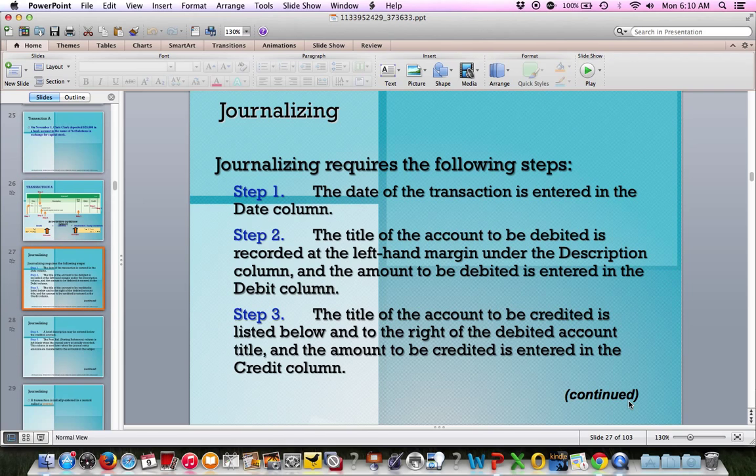So the steps are right here. Step 1, basically the date. Step 2, the debit account in dollar amount. Step 3, indent a little bit to the right below the debit. And then it's the credit account in dollar amount. So we typically in a journal entry do our debits first and our credits second. So that's typically what you'll notice when you look at a journal entry.